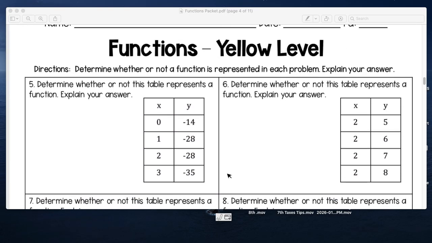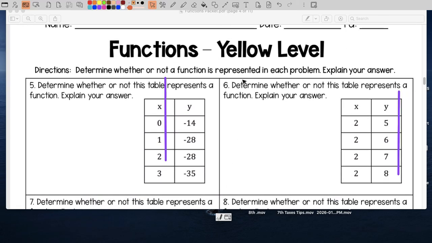Next one, looking at a table. Again, nothing complicated. Notice we have to look at every x value. So 0 has an output of -13, 1 has an output of -28, 2 has an output of -28, and 3 has an output of -5. This is a function. Every single x here has one output.